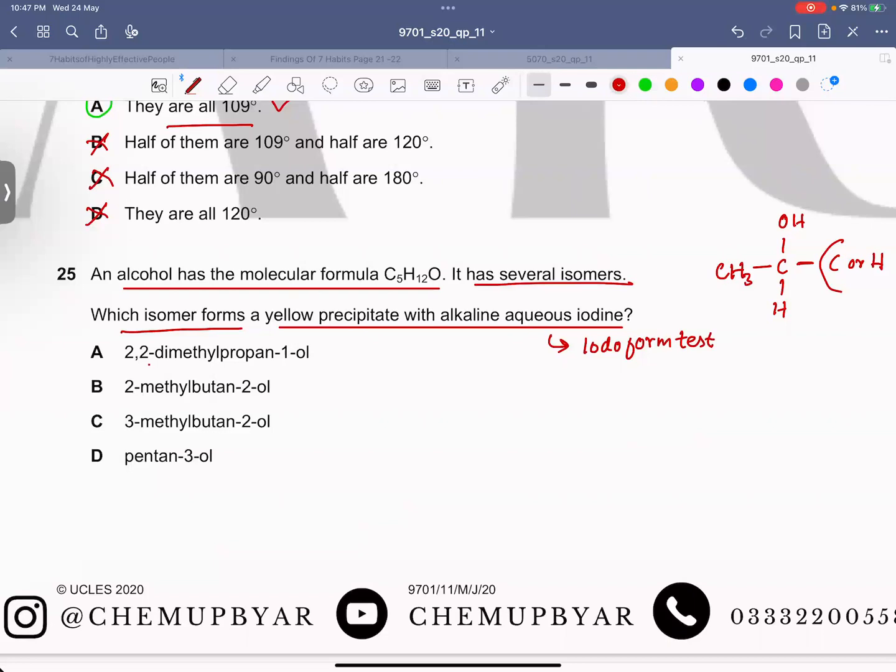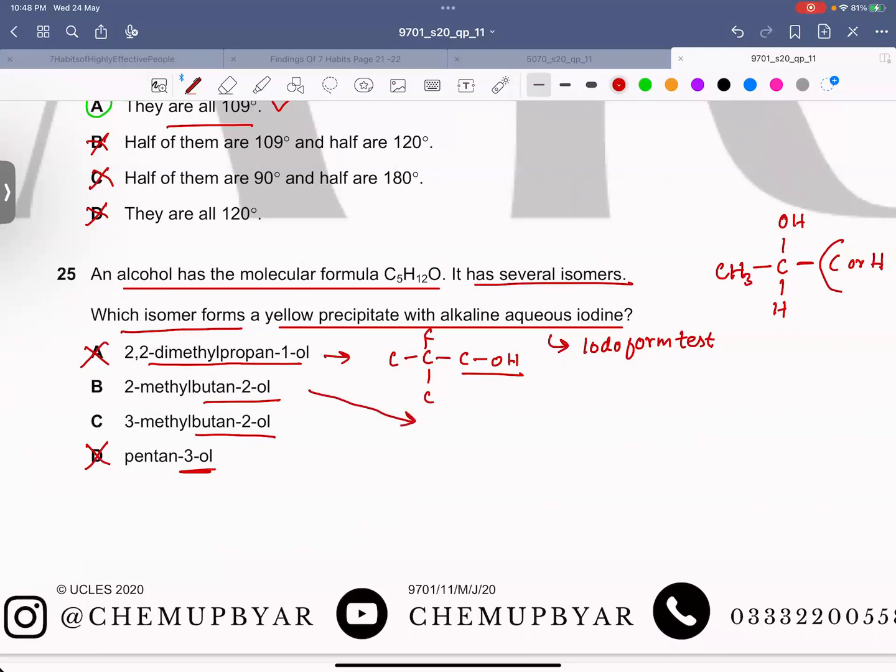Okay, so 2,2-dimethylpropan-1-ol. If I draw this one, 1, 2, 3. First there is an OH, and there are 2 CH3. So here the longest chain is considered where the OH is on the carbon, right? Possibly it can be these two structures. So it fails this test. Is this clear?